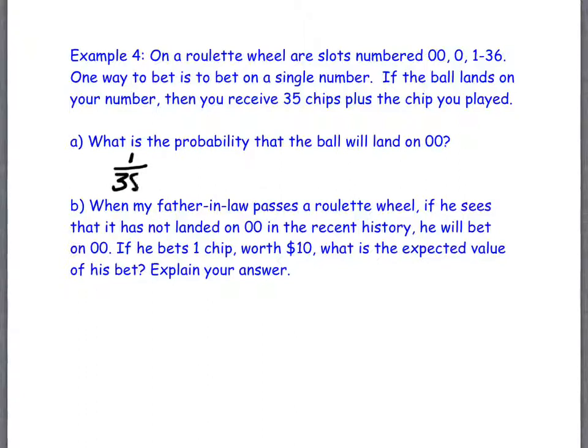1 out of 38. We're doing probabilities again, so not odds, but 1 out of 38. When my father-in-law passes the roulette wheel, they actually have on many roulette wheels, maybe not all or most, I don't go into casinos, but I have been in them before. They will have a kind of a board that tells you what has recently been landed on.